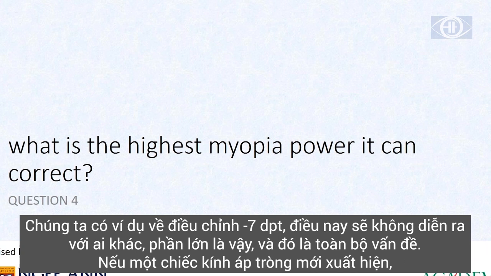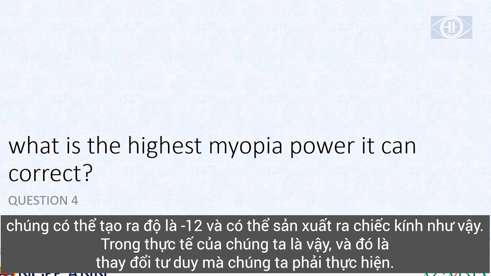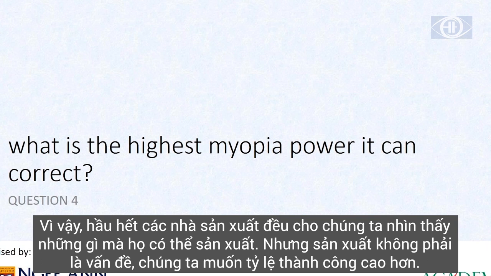Honestly, I say this as a practitioner as well. If a new lens comes out, let's say in the Netherlands, we are very keen at the moment on customized soft lenses, and if I see all the parameters they can produce, they can make cylinders of -12 in a soft toric lens. Perfect, they can manufacture it, but is it actually working in our practice? That's the mind shift we have to make. Manufacturers show us only what they can produce, but producing is not the problem. We want a high success rate.